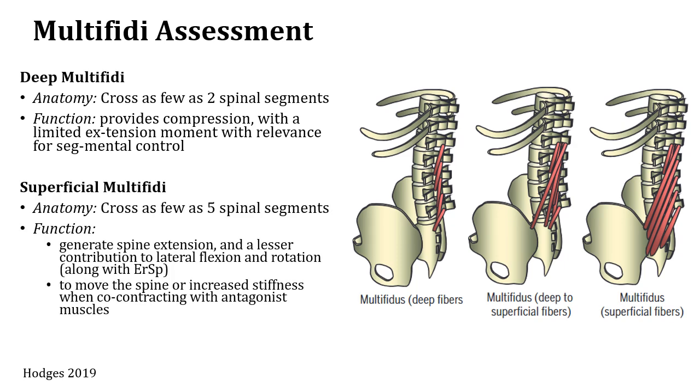Whereas the superficial muscles, in contrast, work similar to the other erector spinae. They cross up to 5 spinal segments, generating spinal extension and a lesser contribution to lateral flexion and rotation, similar to, as I mentioned, the iliocostalis and the other muscle groups that make up the erector spinae of the lumbar spine, to move the spine or increase stiffness, and they also act in co-contraction with antagonistic muscles. And you can see a diagram of both the deep fibers and then finally the superficial fibers shown in the image to the right.